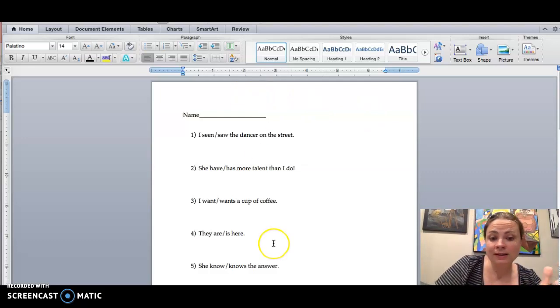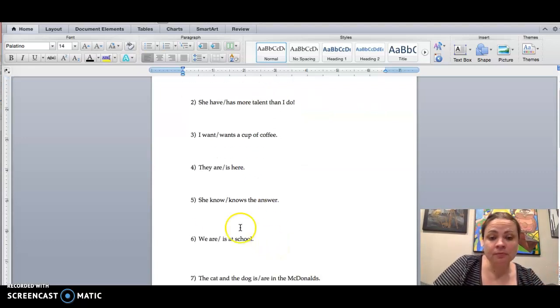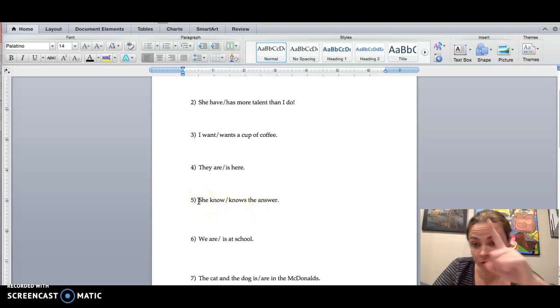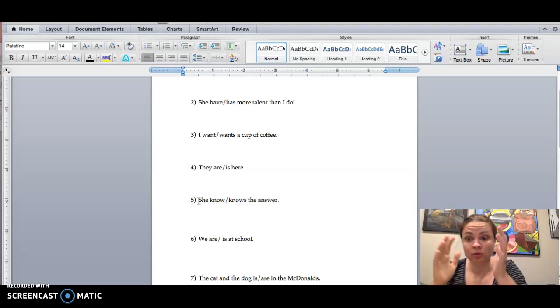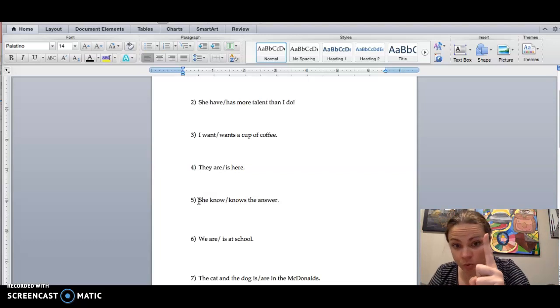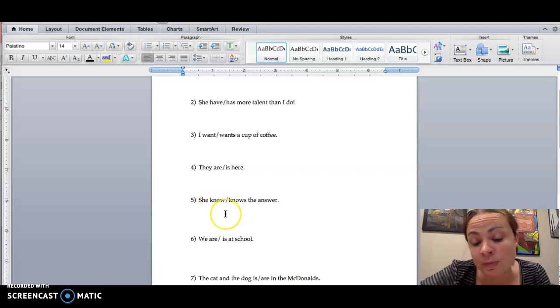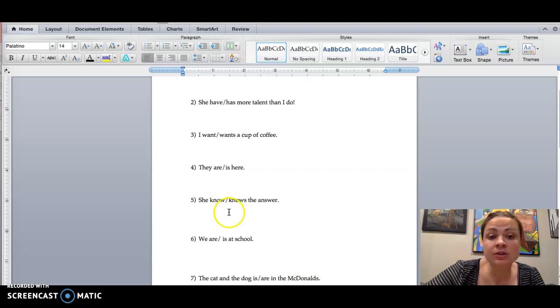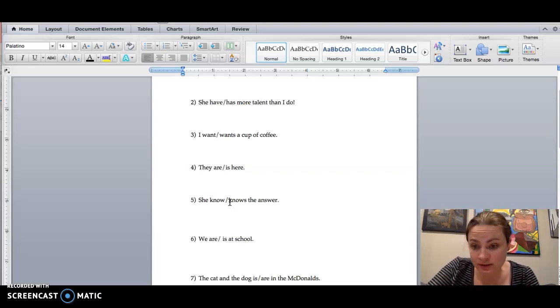So let's go to one that's a little bit easier here. Question number 5 says, "she know or knows the answer." Okay, so you have she, and she is singular because there's only one of her. If you have they, that's plural because there's a lot of people. She just has one, so you need to use the verb form that relates to that one person. So it's going to be "she knows the answer," because the third person singular for she is always going to be knows.